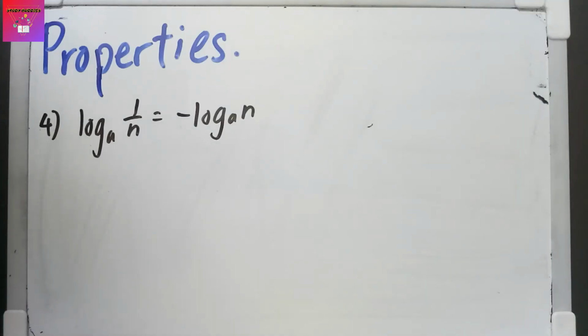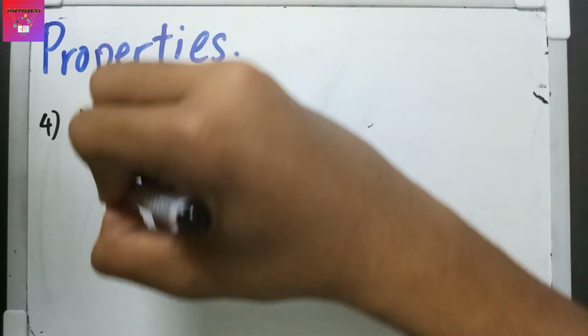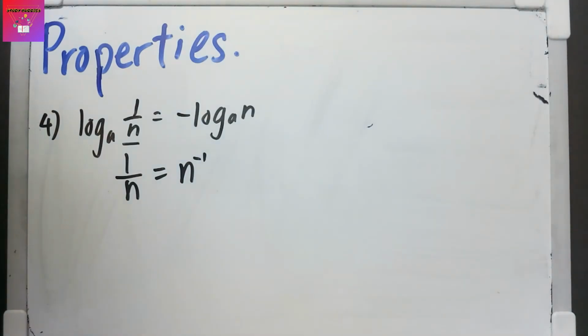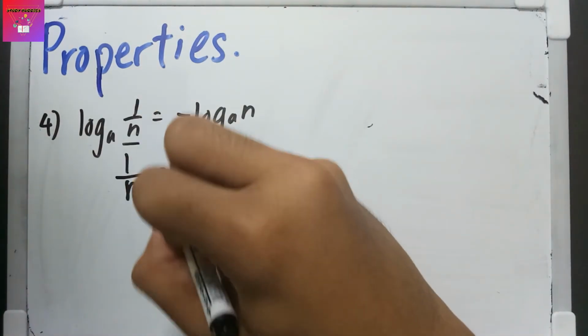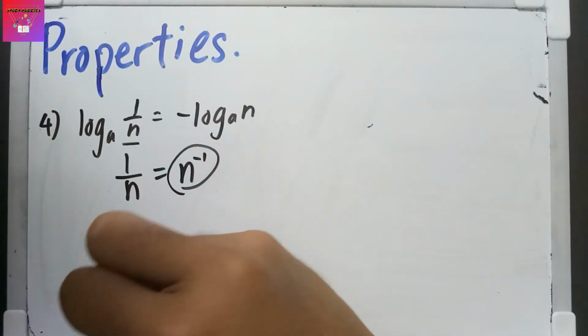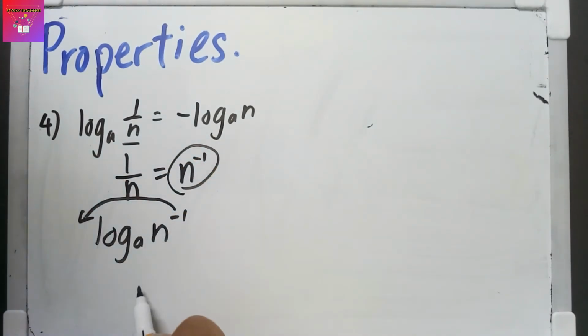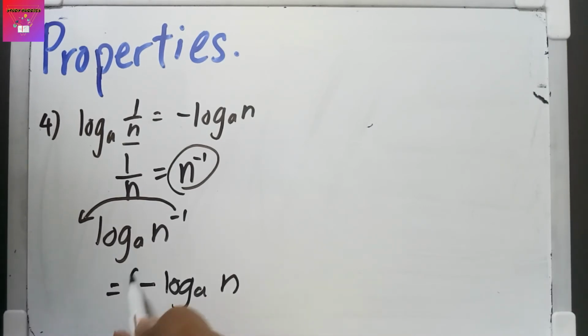So our next property is log a of 1 over n. Log a 1 over n is equal to negative log a n. Why is this happening? I'll just take 1 over n, which can also be denoted as n to the power of negative 1. So if I replace this here, it becomes log a n to the power of negative 1. And as I mentioned before, you can bring the power to the front, which means negative log a n, which is exactly the same as what I've written up there.